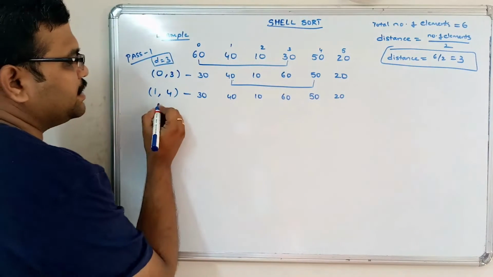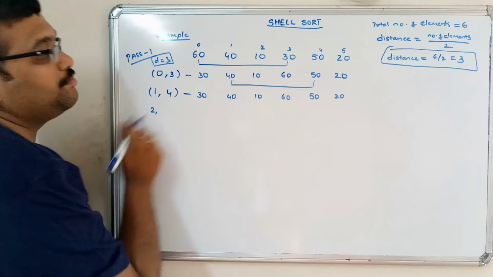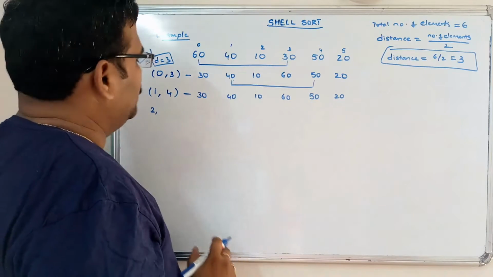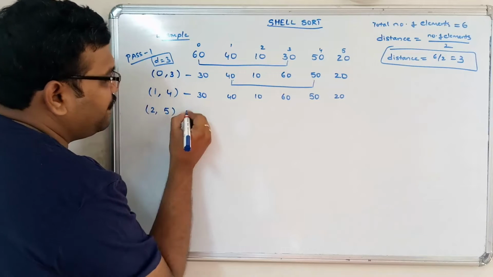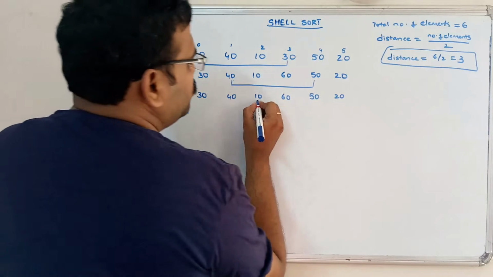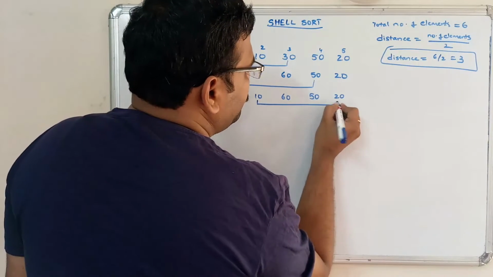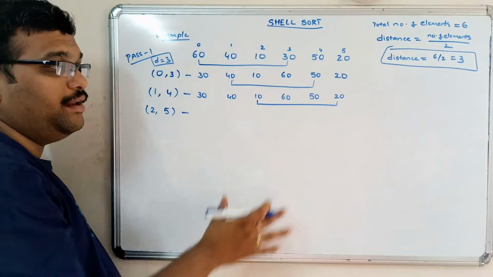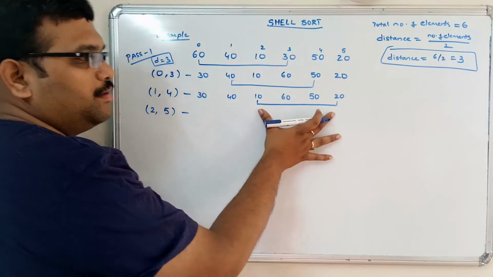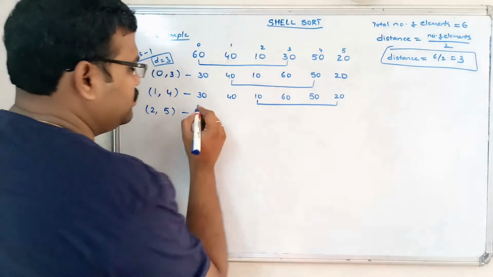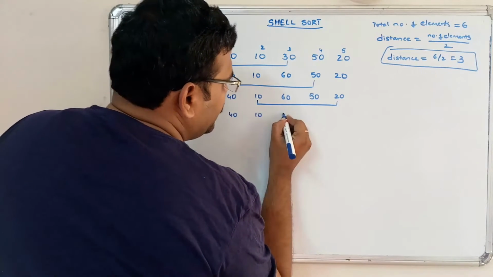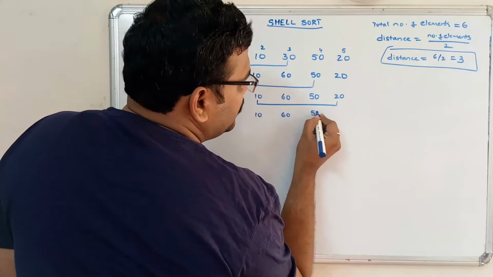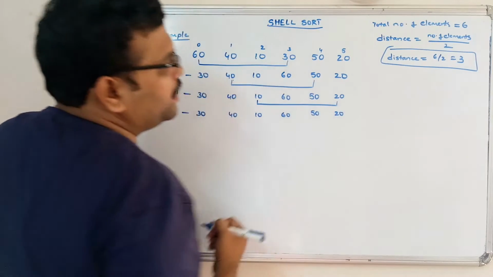Right. Next, move the index 2. So within the distance 3, it should be compared with 5. So 2 is compared with 5. See again, here both are in a sorted order. So simply we can write 30, 40, 10, 60, 50 and 20.